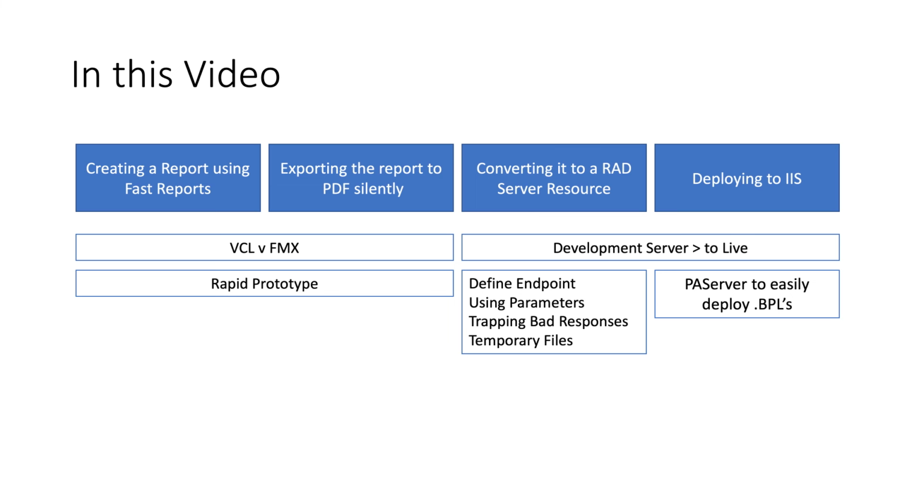Now there's a difference between the VCL and FireMonkey versions of Fast Reports. One of those key differences is the number of exporters that are available. The PDF exporter, which is what I want to use here, is available for VCL only at the moment, and hence I'm going to be using the VCL version. Being Windows based, it does tie this example to being deployed via RAD server on Windows, so you can't use a Linux distribution to deploy this.